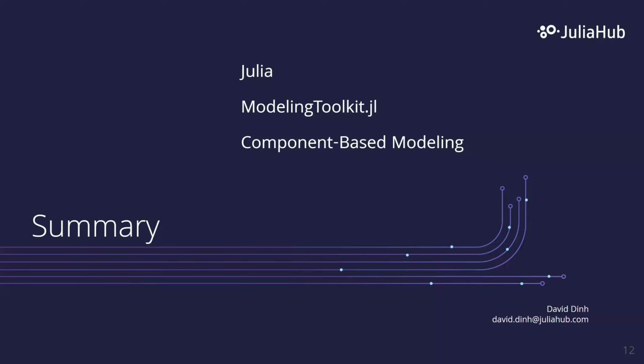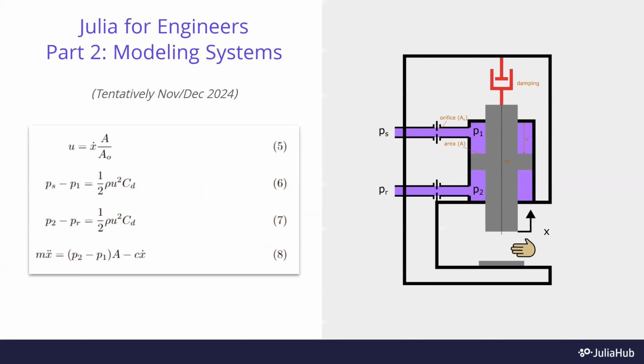And so the last thing I want to leave you with is a preview for part 2 of Julia for Engineers. We haven't scheduled this out yet, but most likely it will be sometime in November or December. In this training, we're going to take a deeper dive into some modeling. We're going to model an actuator right here in the orifice. We're going to see what kind of pressure is put on this system given the areas and pressures in the fluid dynamics here.